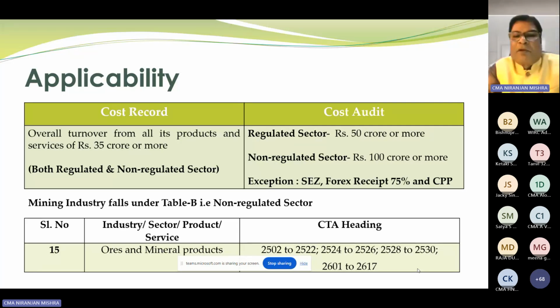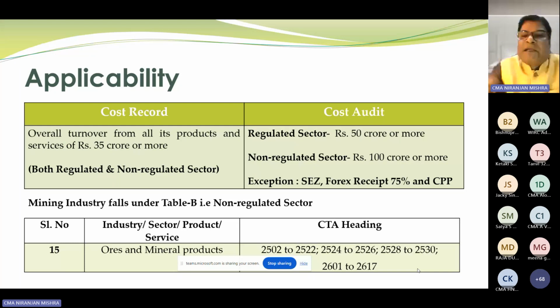That is our mining sector. Today we are discussing this. But there is an exception. If the mining sector is in an SEZ, and foreign exchange receipt is less than 75%, and there is a captive power plant or any captive consumption, then the mining sector is exempted.